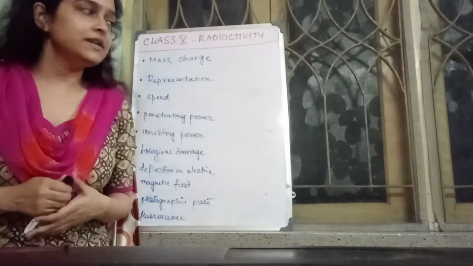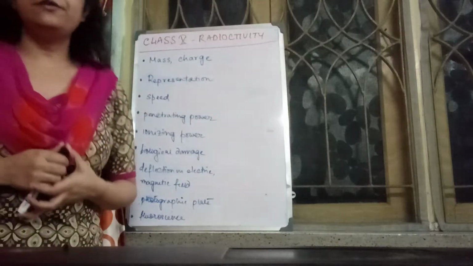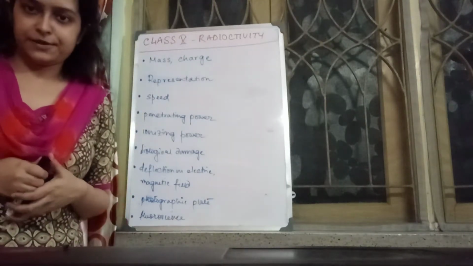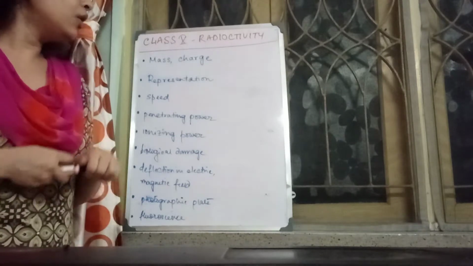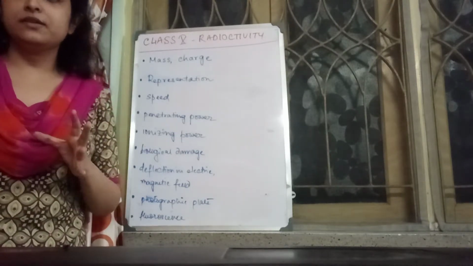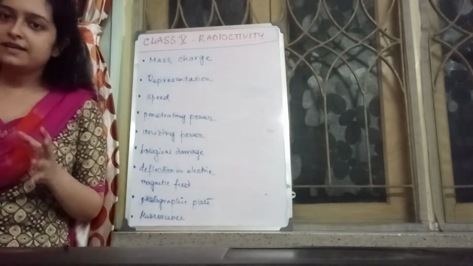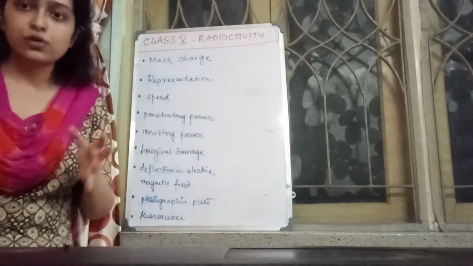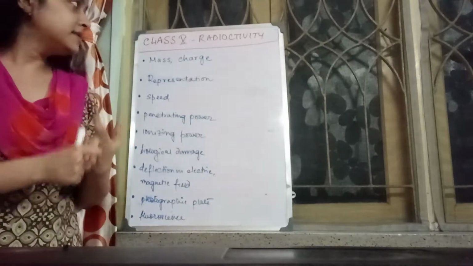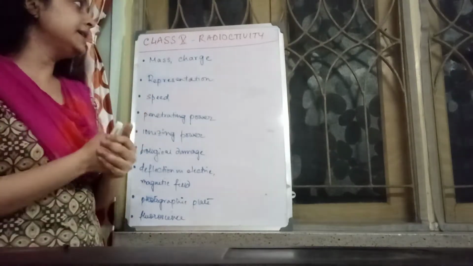Okay, so in class 10 we have started with chapter 12, radioactivity. This is the second video lesson from this chapter. Now we will study the different properties of the radioactive rays which we have learned: alpha, beta, gamma. So one by one, let's study.